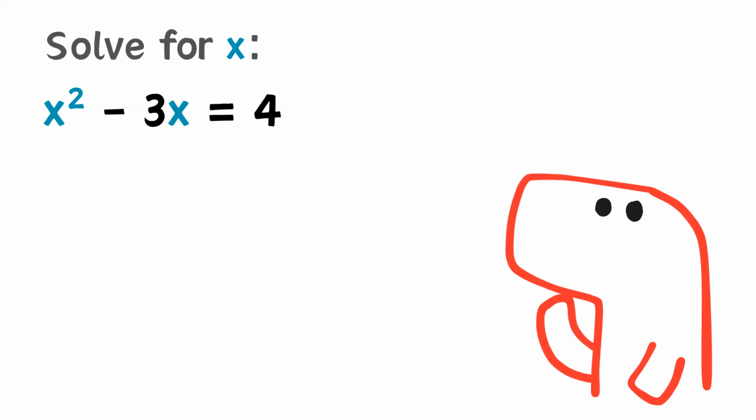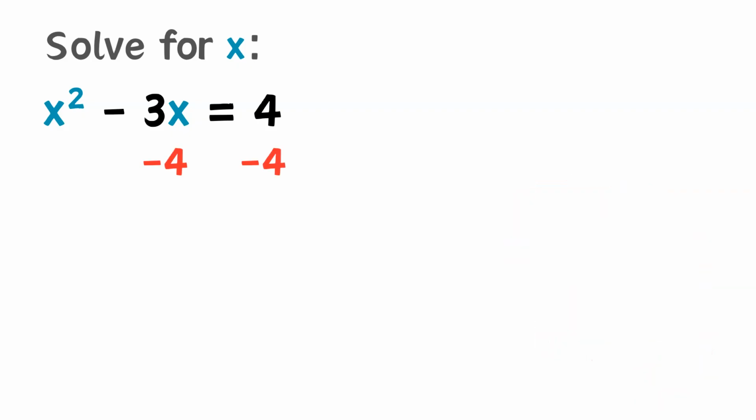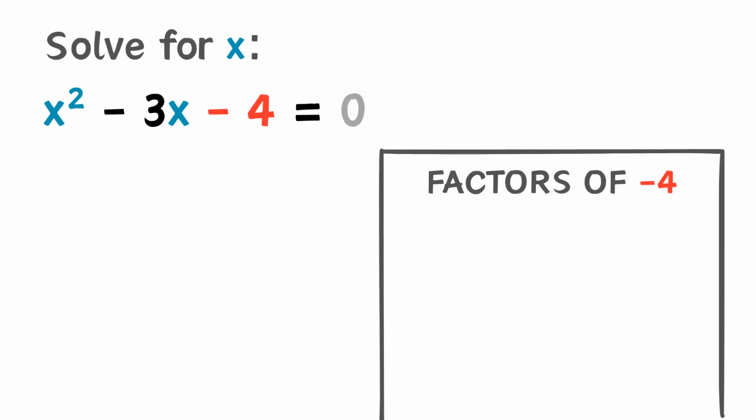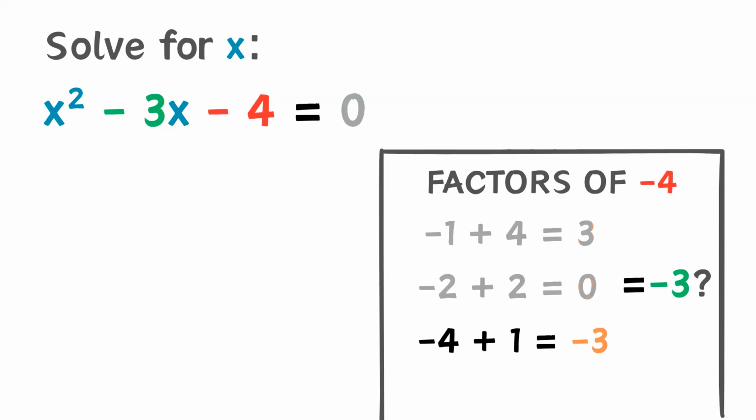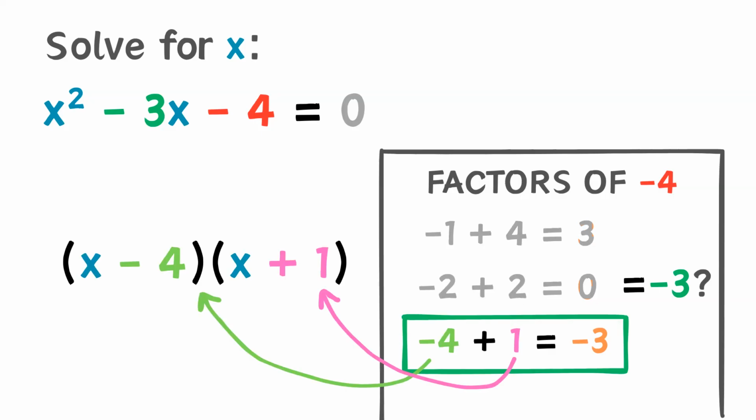We aren't told that this polynomial equals 0, so how can we find the values of x? If we subtract 4 from both sides, now we get x squared minus 3x minus 4 equals 0. Now, let's factor the trinomial. Some factors of -4 are -1 and 4, -2 and 2, and -4 and 1. Which of these has a sum of -3? -4 and 1. So we can factor this as x minus 4 times x plus 1.